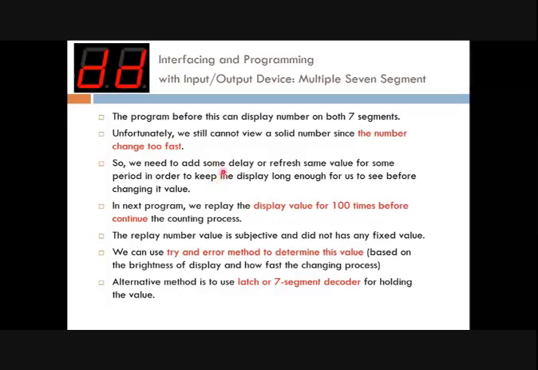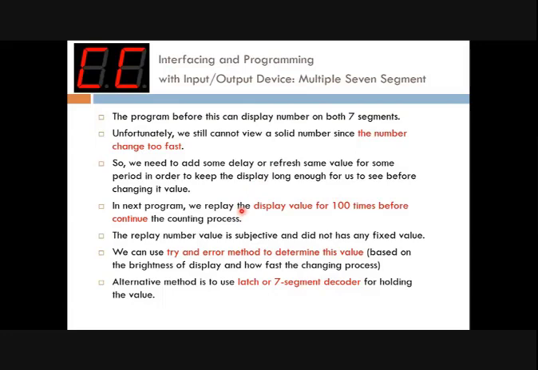What happens is that the switching frequency is too fast. The delay or refresh rate period needs to be long enough for us to see the changing value. Based on the previous simulation, we can see that a certain part is not blinking. The certain part is not blinking because of the higher refresh rate or higher frequency.